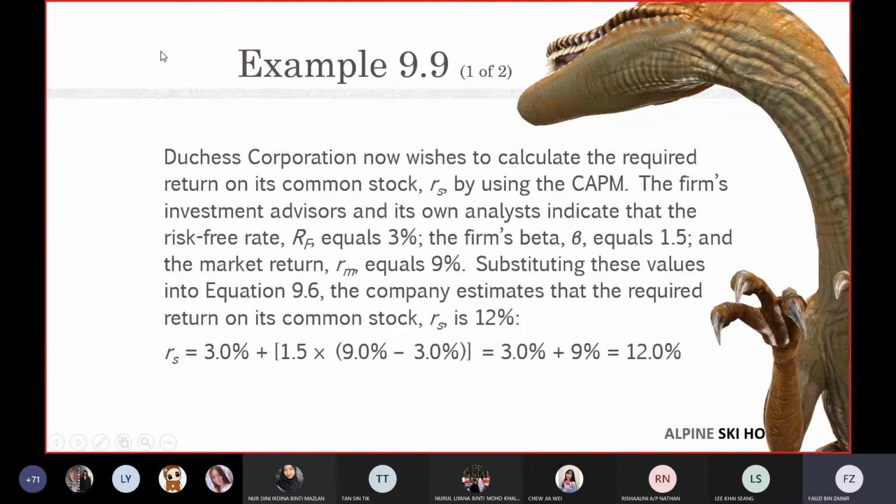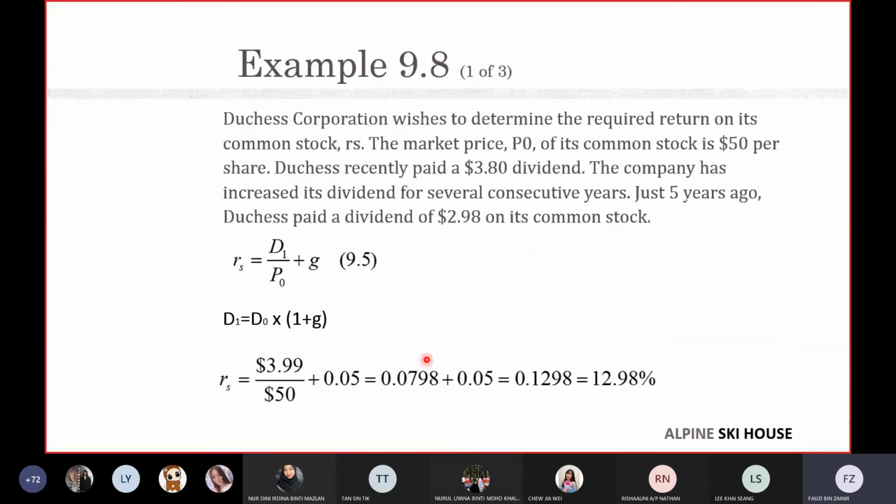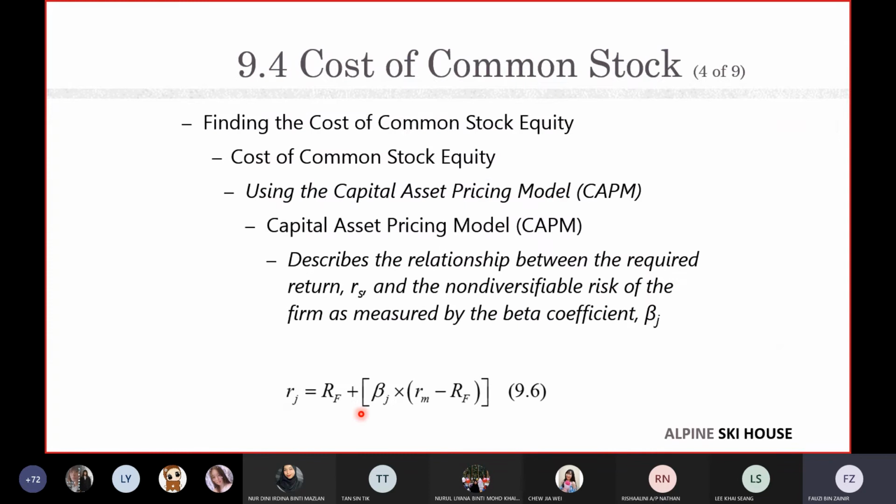Let's have a look here. Duchess Corporation now wishes to calculate the required return on common stock, RS, by using the capital asset pricing model. The firm's investment advisors and its own analysts indicate that the risk-free rate is 3%. The beta is 1.5. The market rate is 9%, and when you plug everything together, you get around 12%. Here, using the CAPM model, the return for common stock equity is 12%, and using the Gordon growth model is somewhere around 13%.